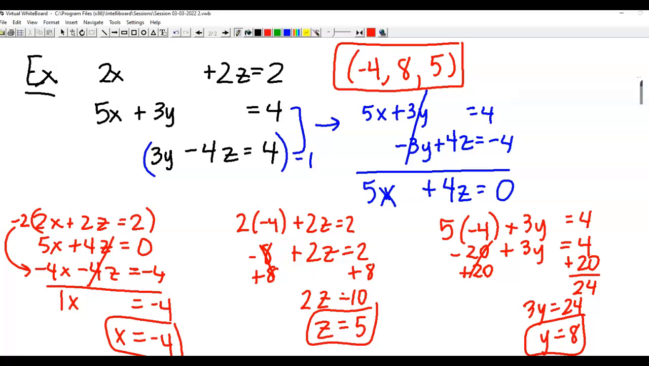Any questions on this second example before we do the final one? Are you sure? Okay, final example.